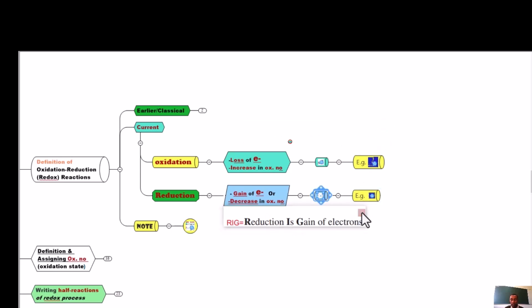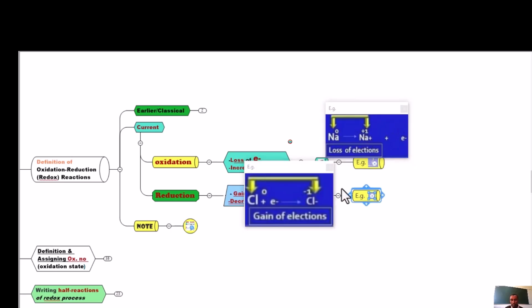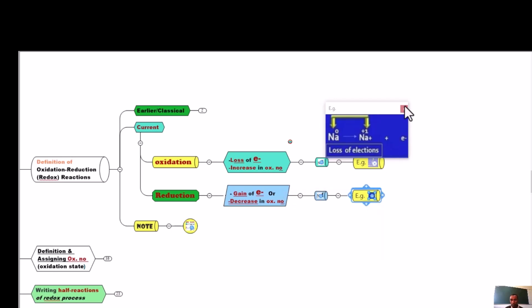Example, if you consider this chemical reaction, is it an oxidation half reaction or a reduction half reaction? It is an oxidation half reaction because its oxidation number increases from 0 to +1. And this chemical reaction can be considered reduction because its oxidation number decreases from 0 to -1. This is the way of identifying oxidation and reduction reactions.